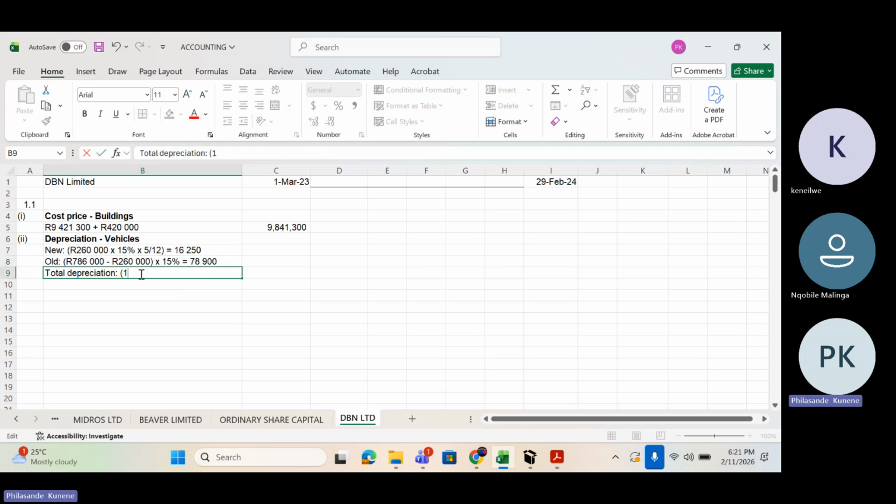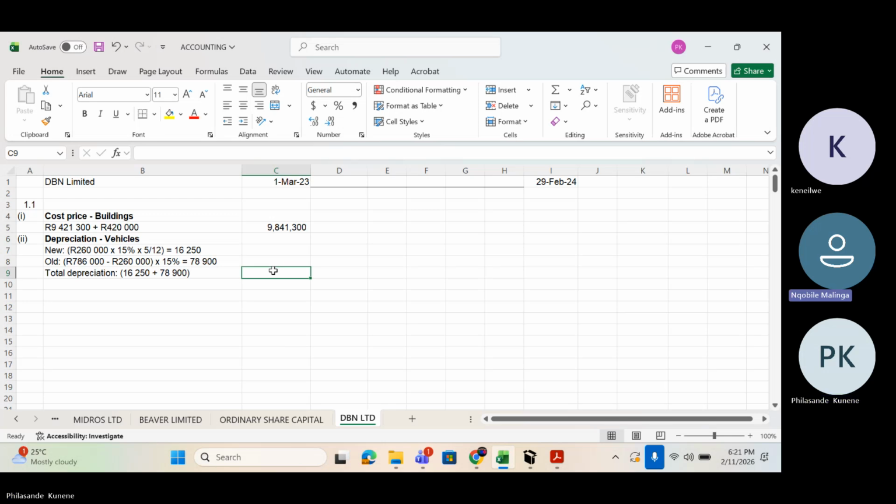Then now I'm going to get the total, which is 16,250, and then I say plus the 78,900 rands. Okay. Then how much am I getting after that? 95,150. 95,150. Thank you. So this is my depreciation for vehicles, which is Roman figure 2.